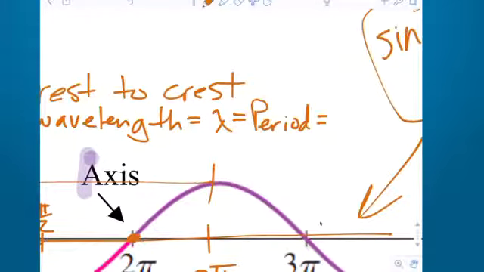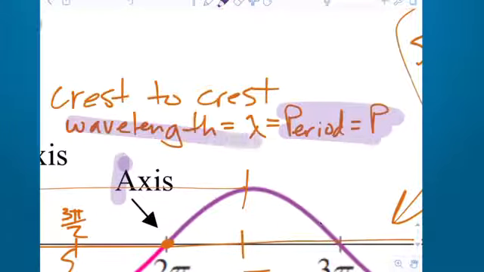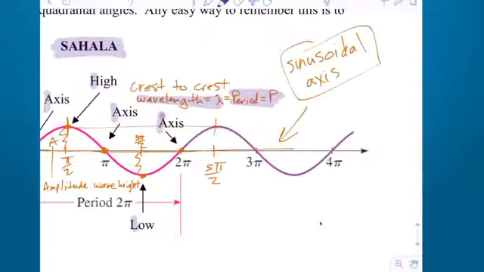They are mathematically interchangeable. Mathematicians use period. Scientists use wavelength. Exactly the same thing. It's the length of one cycle. And you can measure it between any two coterminal angles on the graph, and you'll figure it out. Any two consecutive coterminal angles, I should say.